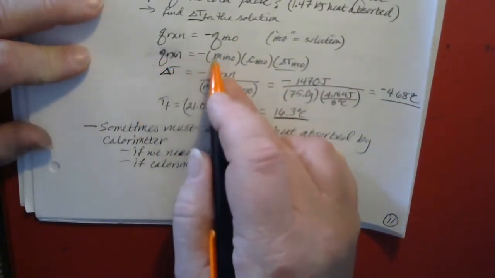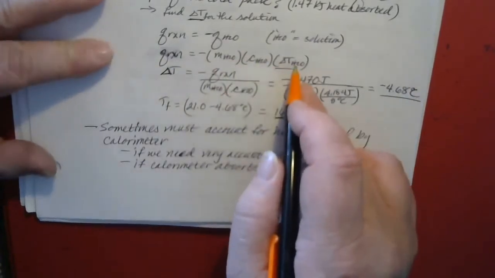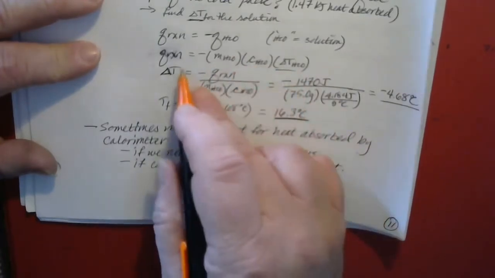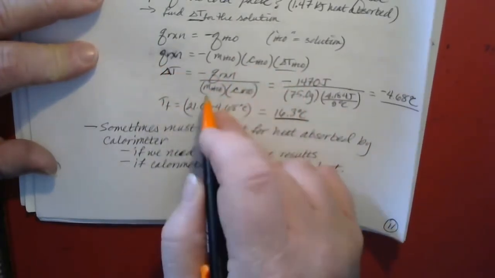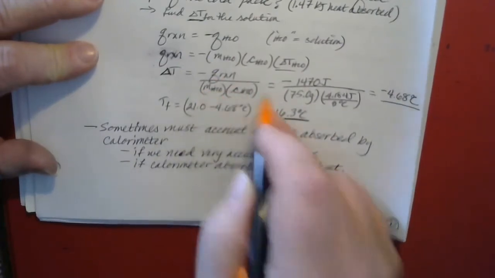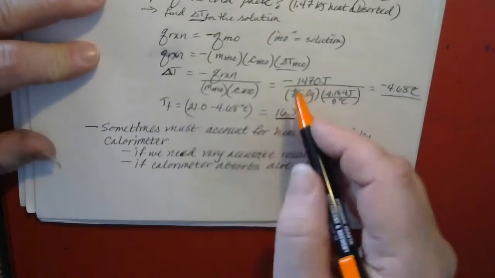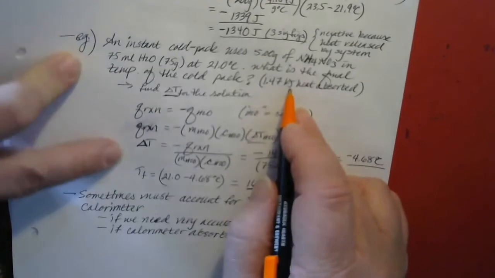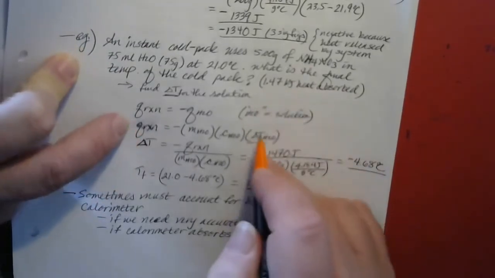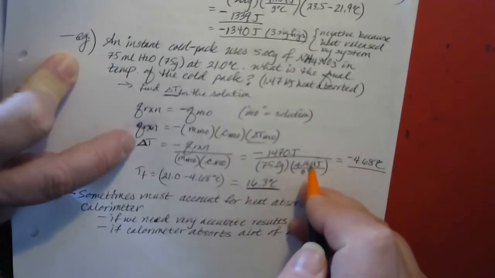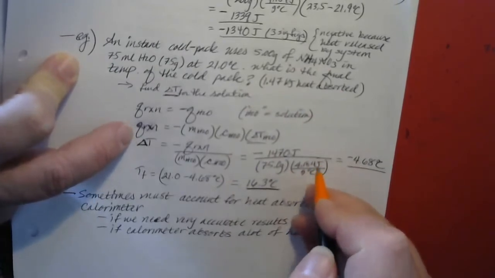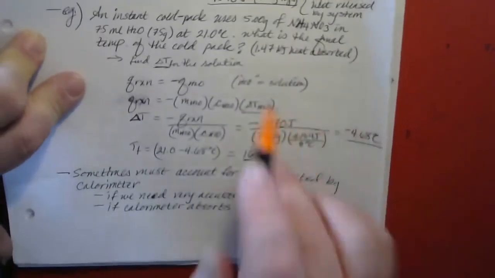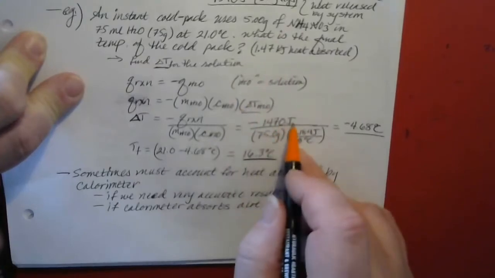So Q of reaction is negative MC delta T for the H2O. Delta T, rearranging this equation, is just going to be negative Q of reaction over mass of H2O times specific heat of H2O. So that's negative, this was given as 1.47 kilojoules. You need joules to use in these equations because the 4.184 for the specific heat of water is joules per gram degree Celsius. So this 1.47 kilojoules times 1,000 is 1,470 joules.